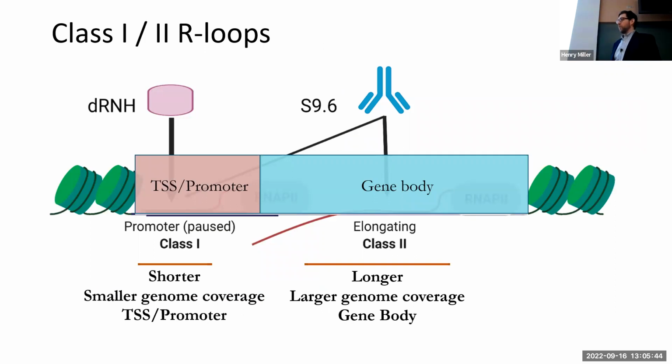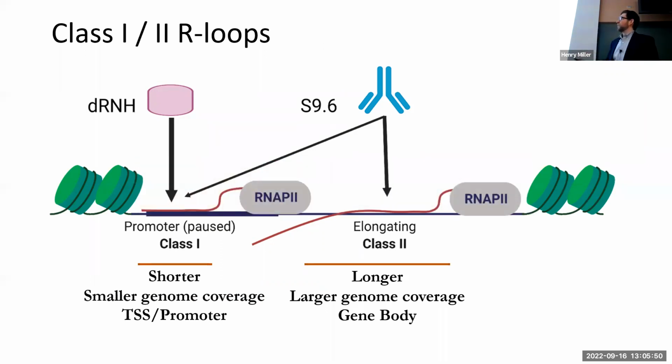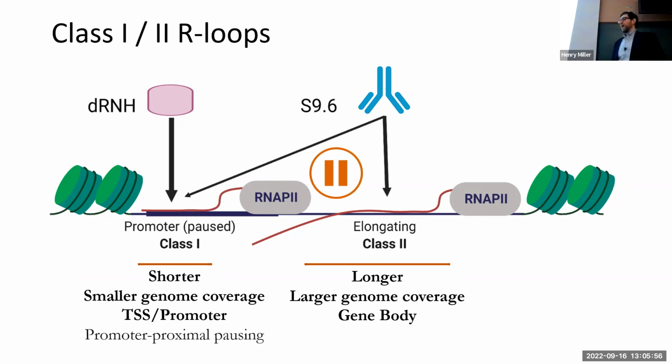Finally, I wanted to look at one other key facet of the class 1, class 2 model, which is the idea that your class 1 R-loops are associated with promoter proximal pausing. Okay, and while I don't have time to fully get into exactly how I was able to go about measuring this, that is fully described in the NAR paper. I'm just going to jump right into the salient findings here.